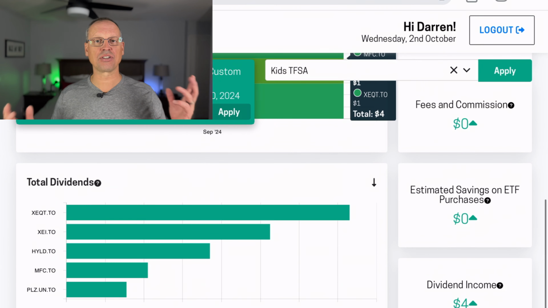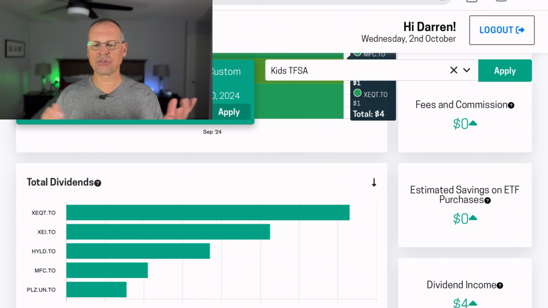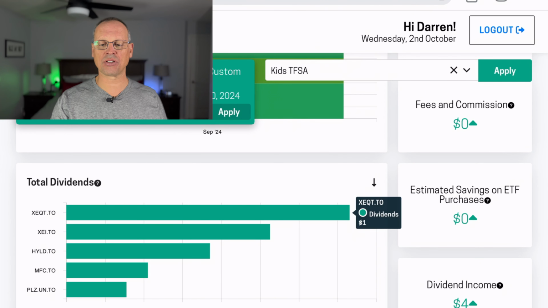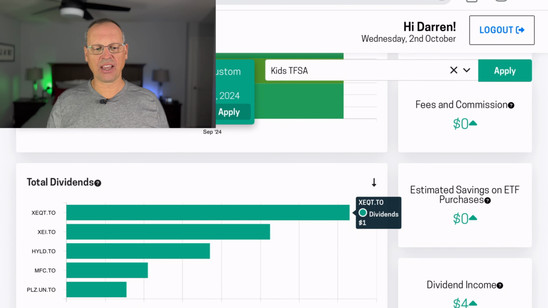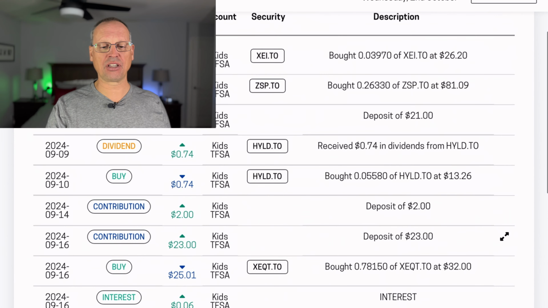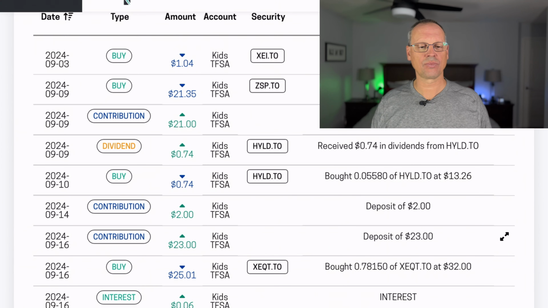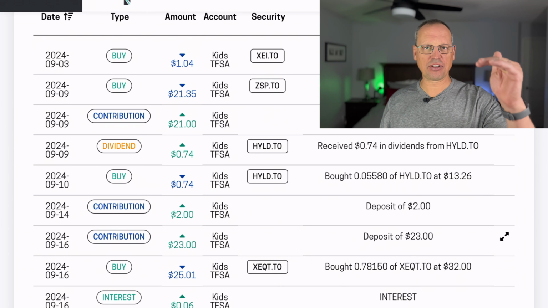0 fees or commissions. This account is held with Wealthsimple, so we're not getting dinged with any fees or commissions. The estimated savings is 0, obviously, because we don't get charged any. We can see here that XEQT paid out the most in dividends at $1. So the dividend income for the month, again, $4. We'll jump over to the activity tracker and see what's going on over there. All right, so keep in mind that activity tracker is from the first of the month to the last of the month.